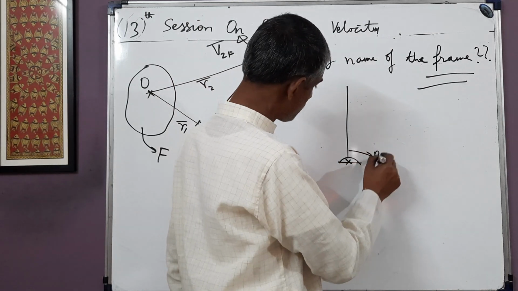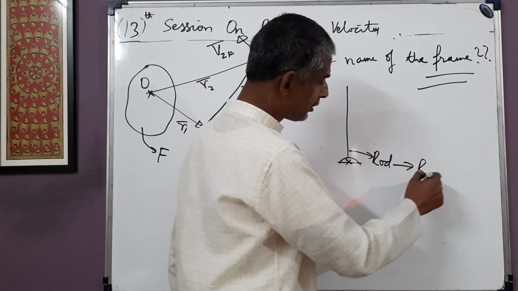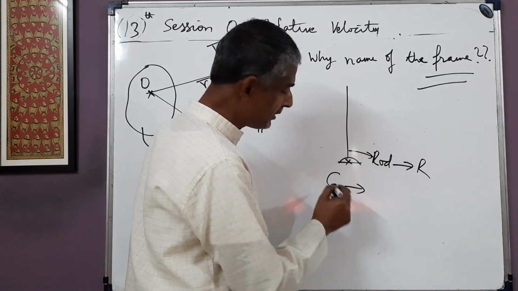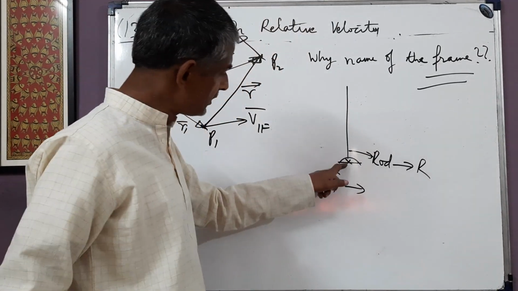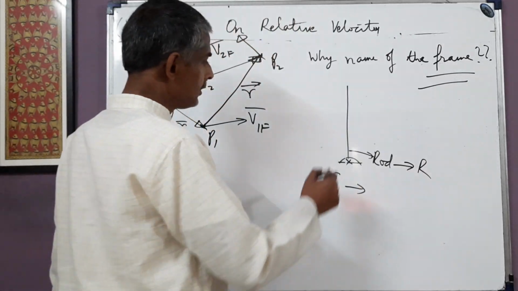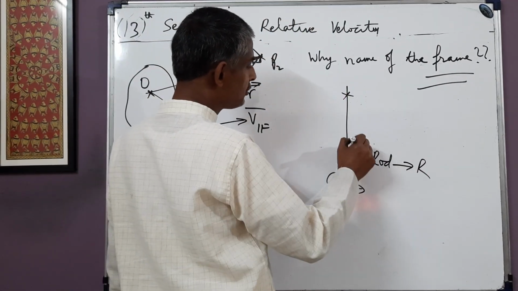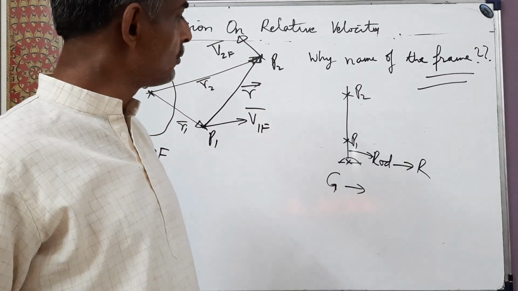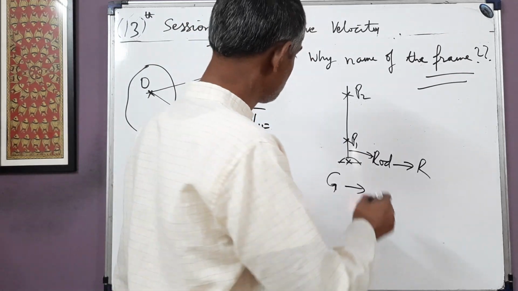This is the rod, taken to be a rigid body denoted by R, say, and G for ground frame. The lower end of the rod is flexibly joined to the ground. It's a flexible joint. Suppose P1 and P2 are two material points of the rod.